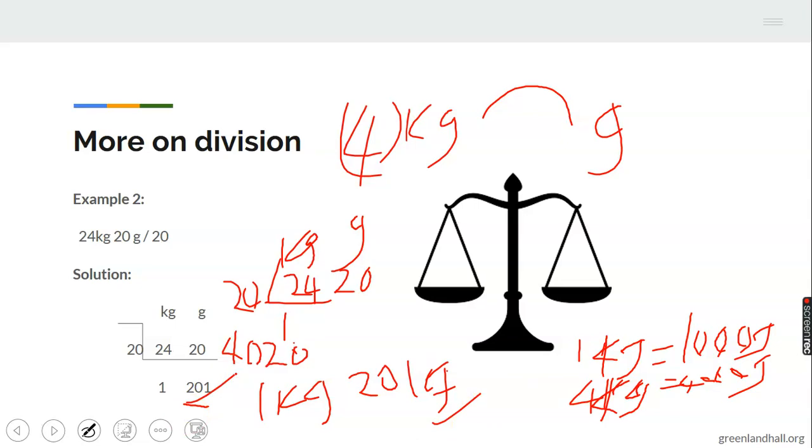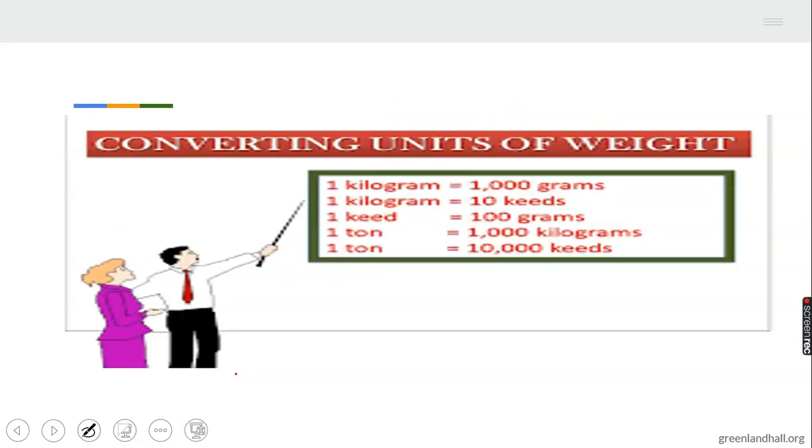Like I told you from the beginning, the objective of the class, we have to work on multiplication, work on division, work on word problem, and work on conversion. Now we are going to conversion of metric weight. Look at that teacher over there trying to explain to the other teacher. Now he's trying to explain to them that 1 kilogram is equal to 1000 grams, just like we just did in the previous slide. The 4 kilogram is 4000 grams. Good. Now 1 kilogram will give us 10 kids, 1 kid will give us 100 grams, 1 ton will give us 1000 kilograms, and 1 ton will give us 10,000 kids.